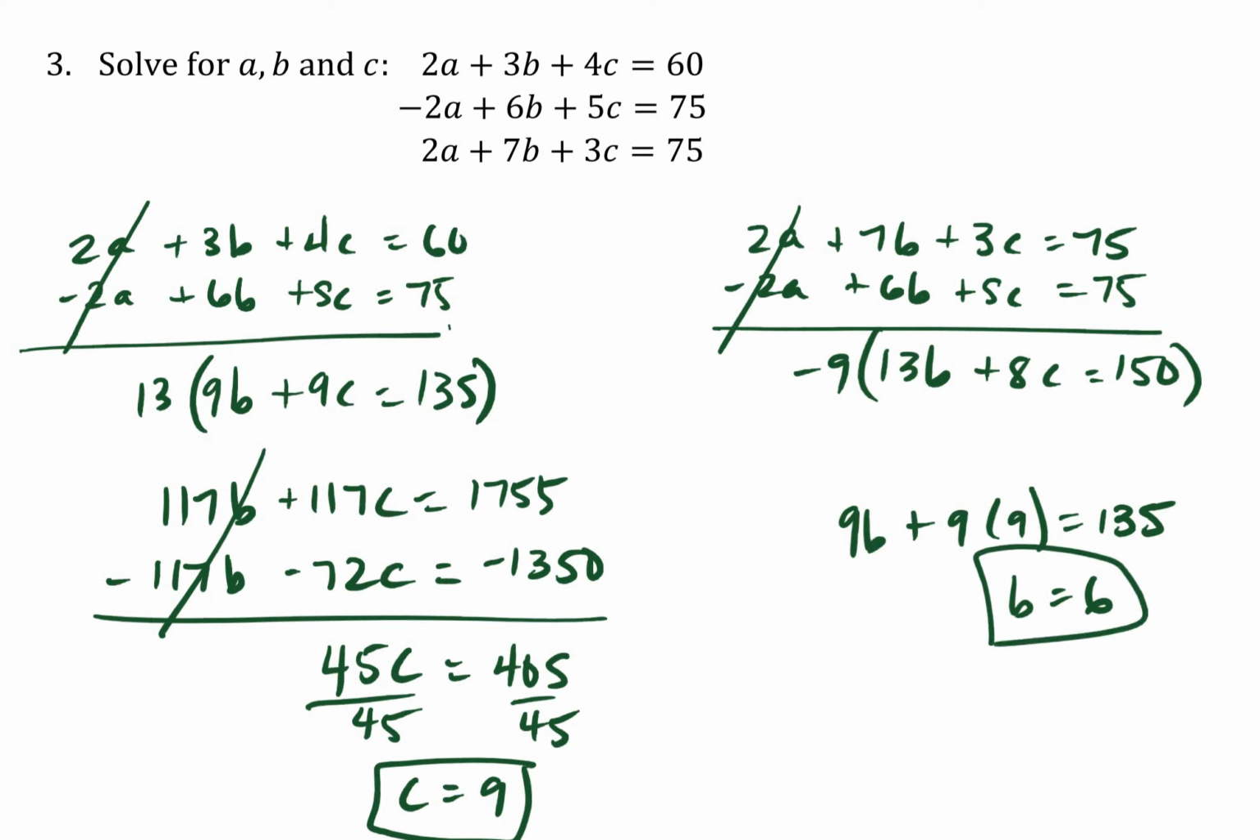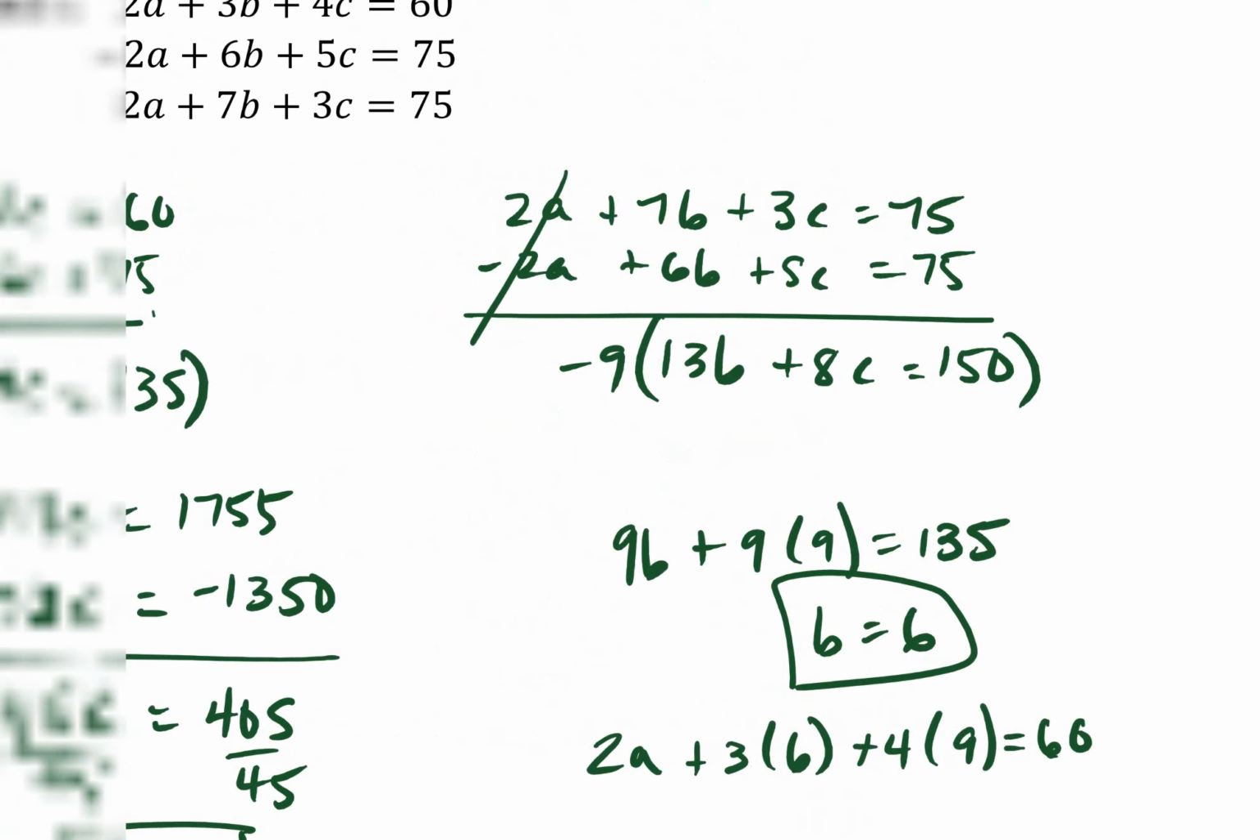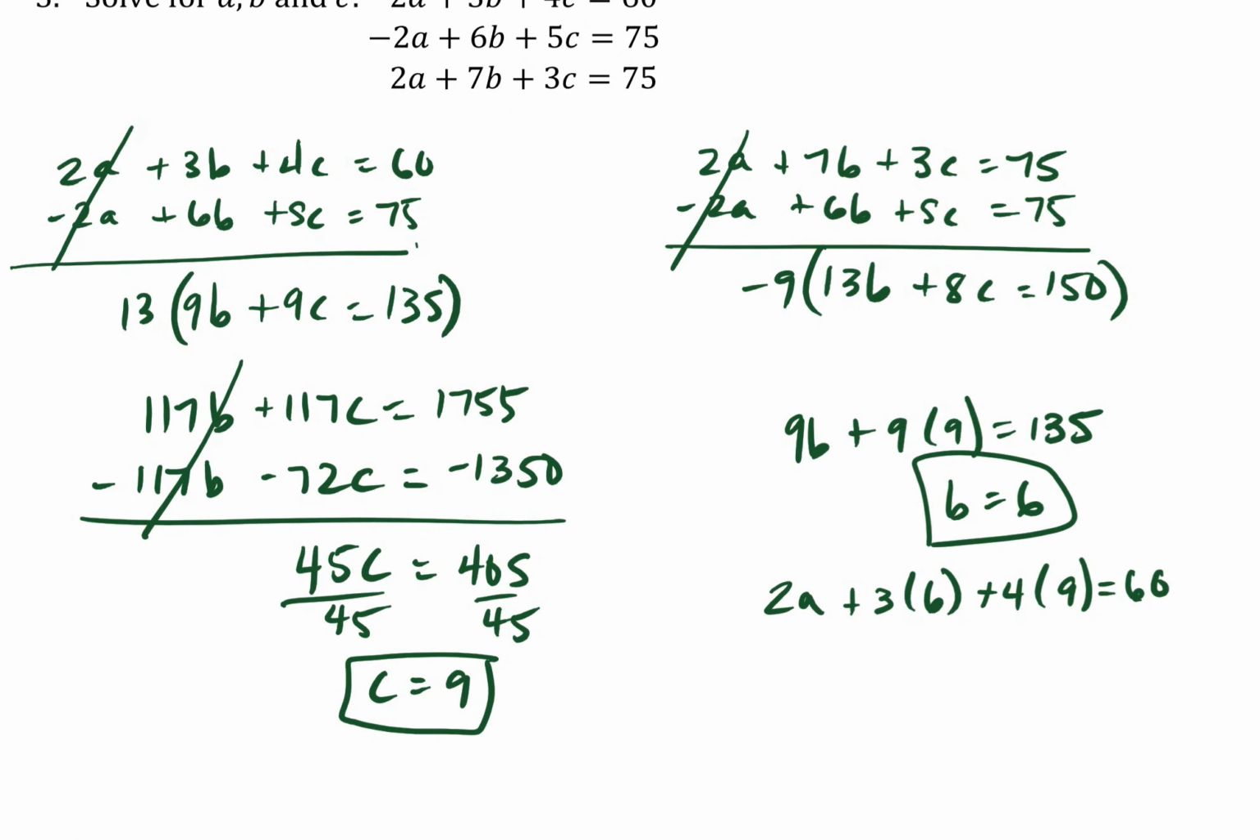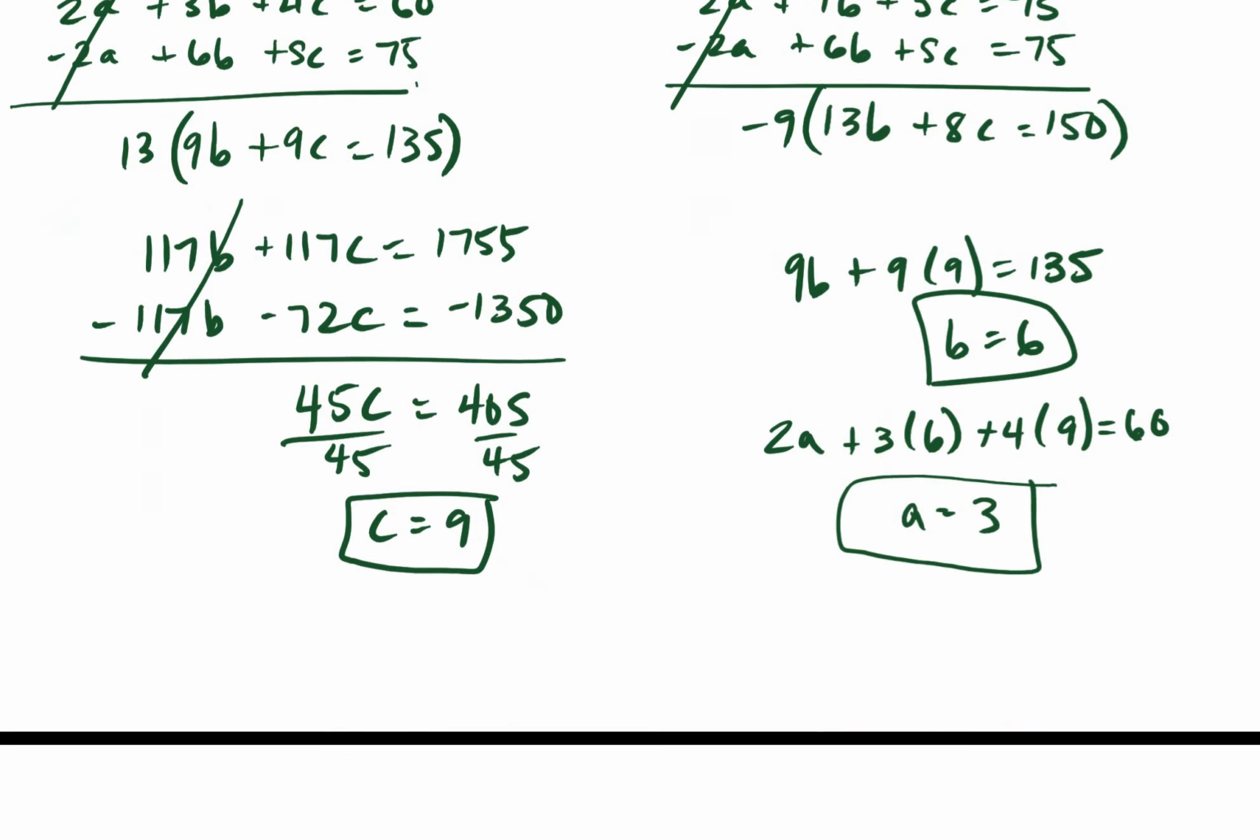Once I know b is equal to 6, I can then say, well, 2a plus 3 times b, which we know is 6, plus 4 times c, which we know is 9, is equal to 60. I can choose any of the 3 original equations. It doesn't matter. And then if you solve that for a, whoa. If you solve that for a, you get a is equal to 3. All of this you could check by making a matrix on your calculator.